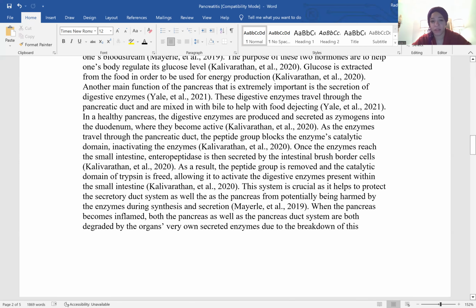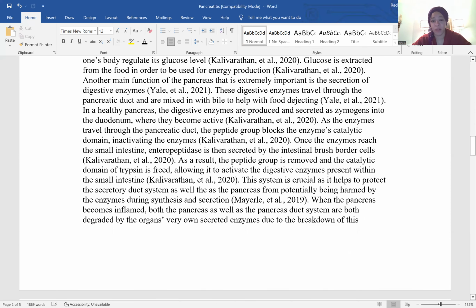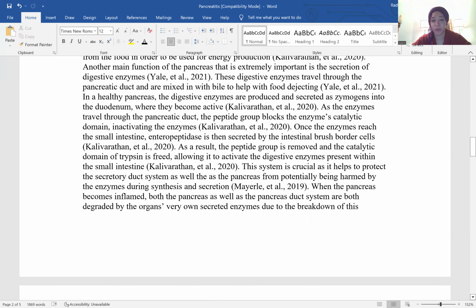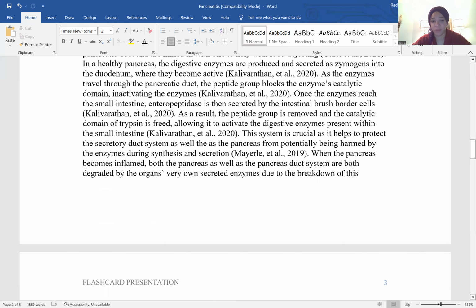In a healthy pancreas, the digestive enzymes are produced and secreted as zymogens into the duodenum, where they become active. As the enzymes travel through the pancreatic duct, the peptide group blocks the enzyme's catalytic domain from activating the enzymes. Once the enzymes reach the small intestine, enteropeptidase is then secreted by the intestinal brush border cells. As a result, the peptide group is removed and the catalytic domain of trypsin is freed, allowing it to activate the digestive enzymes present within the small intestine.